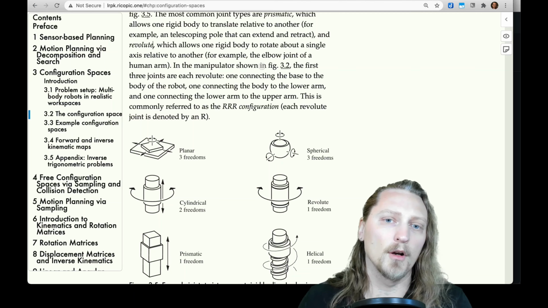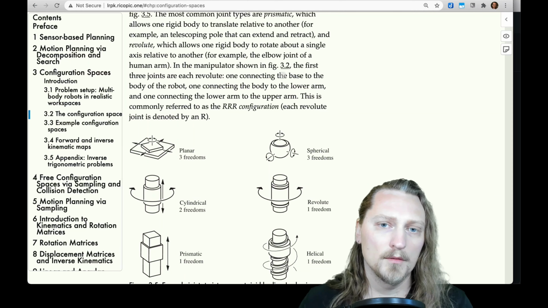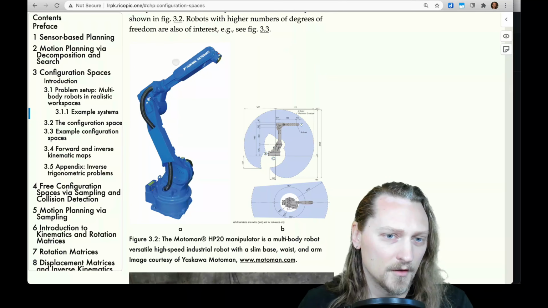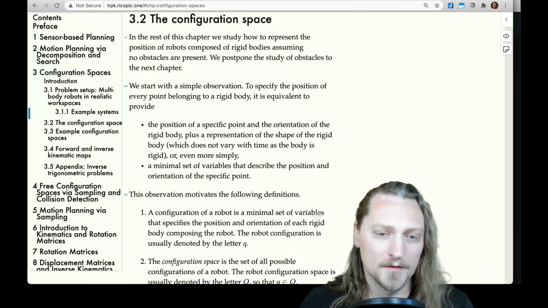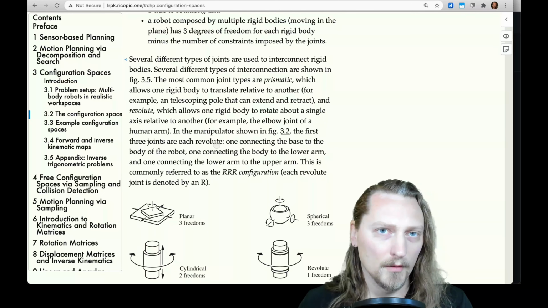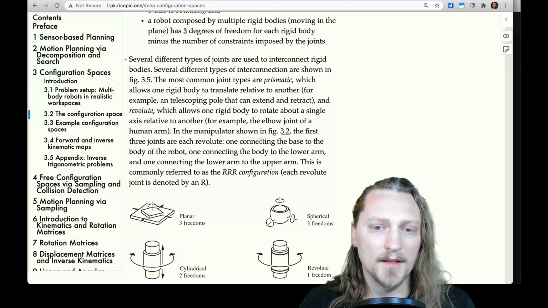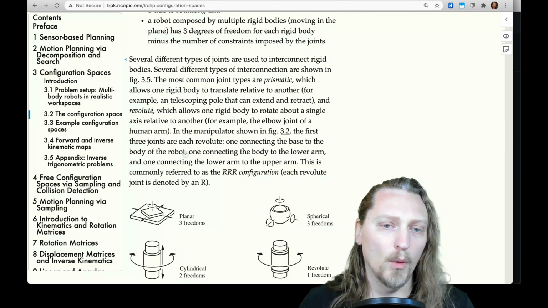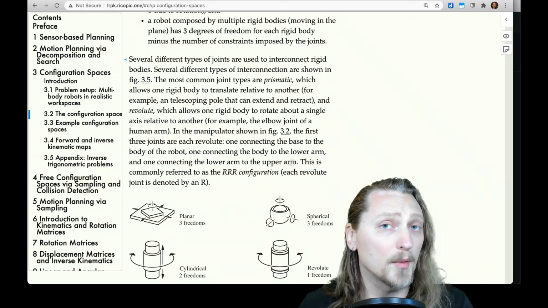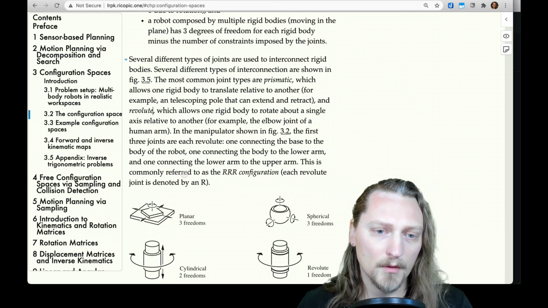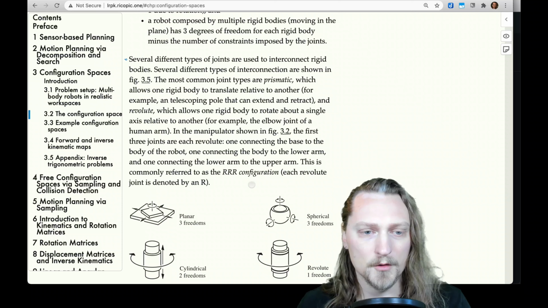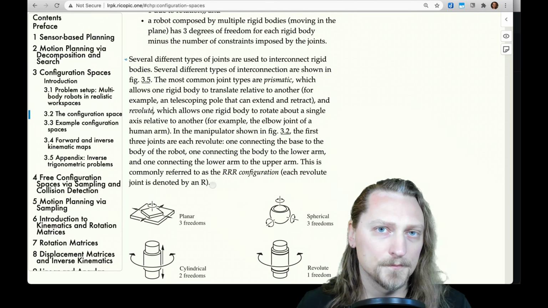In the manipulator shown in figure 3.2, so back up here, this manipulator, okay, the first three joints are each revolute. One connecting the base to the body of the robot, one connecting the body to the lower arm, and one connecting the lower arm to the upper arm. This is commonly referred to as the RRR configuration. Each revolute joint is denoted by an R.